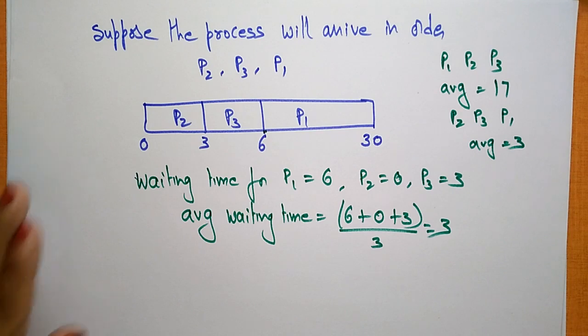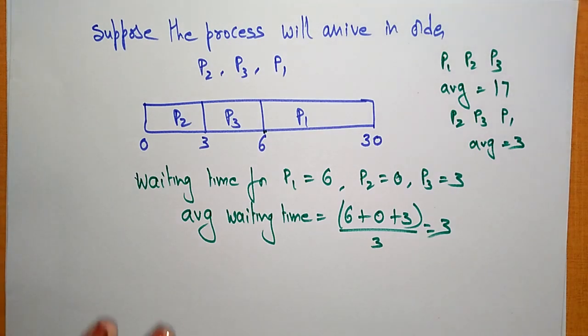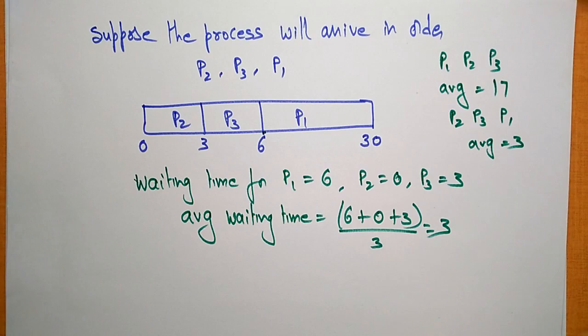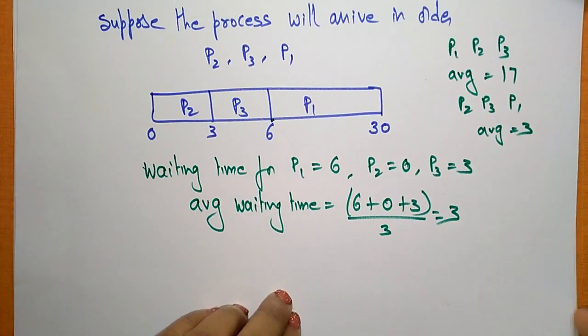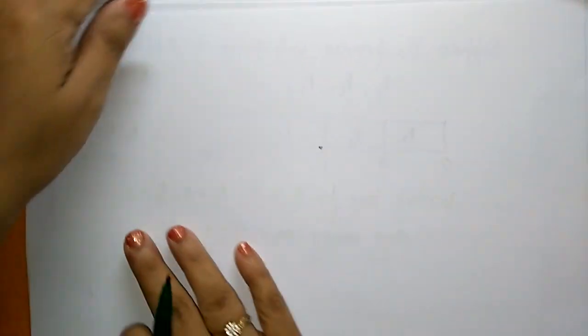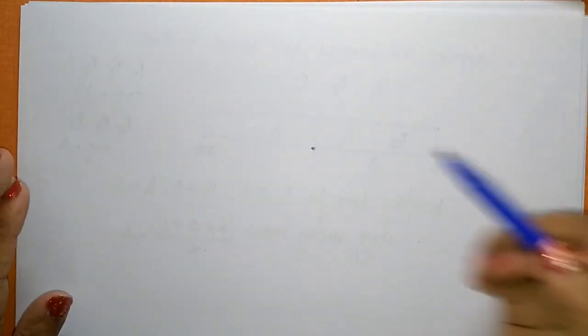Whenever the processes are taken in the queue in a different order, the waiting time is also changing. So it is much better than the previous case. This is a problem that arises in FCFS. So let me write the problems. What are the problems that arise in first come first serve?